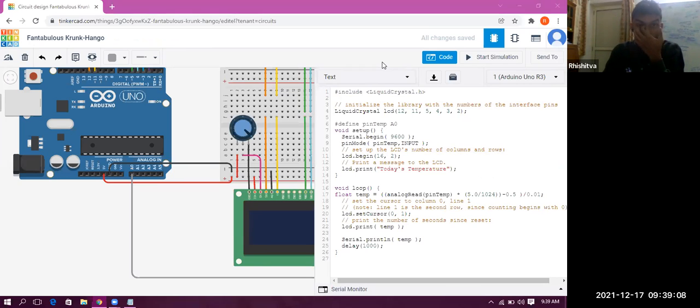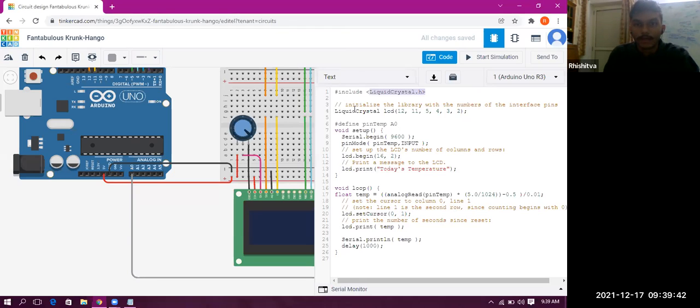So can any student tell me what is the significance of the first line? You can just raise your hand. We already used it in our previous class. Okay, so in the chat box, only students are active. That's great. So library command. So basically this is a library, right? LiquidCrystal.h, because of which we are able to use these functions: lcd.begin, lcd.print, lcd.setCursor, right? So with the help of this library, we are able to use these functions.